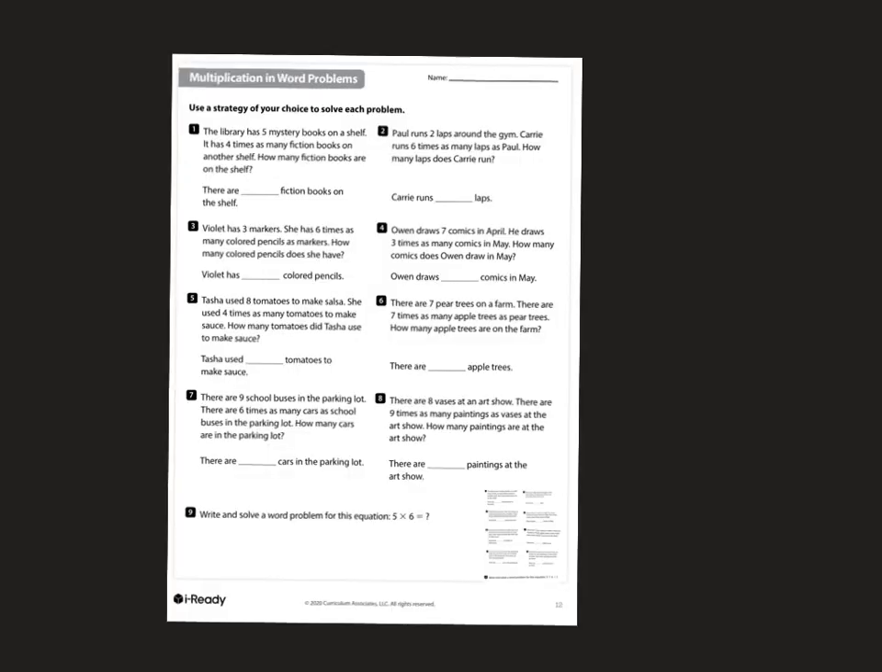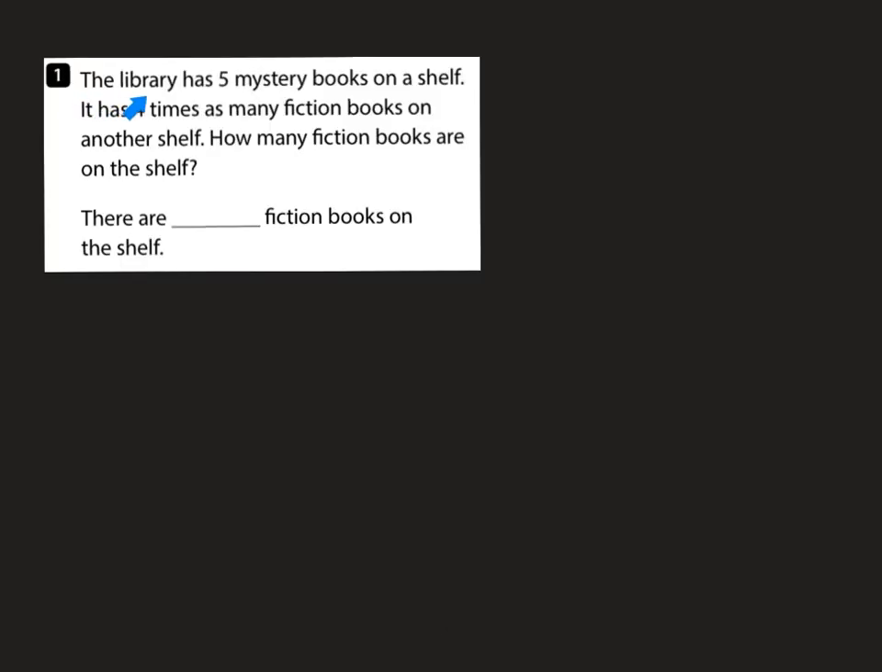All right, guys. Let's read the directions for 1 through 9. Use a strategy of your choice to solve each problem. We'll start off on number 1. The library has 5 mystery books on a shelf. It has 4 times as many fiction books on another shelf. How many fiction books are on the shelf?